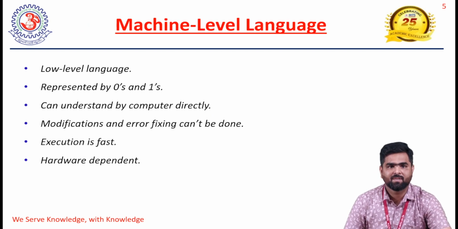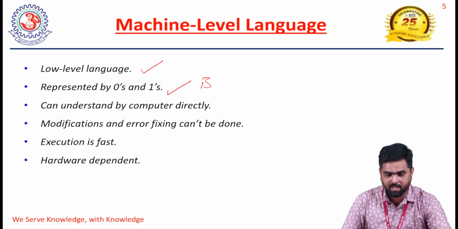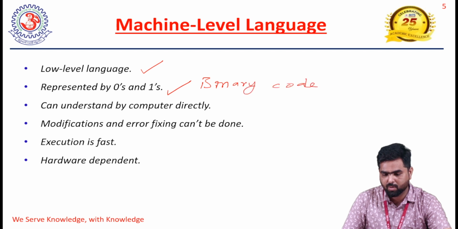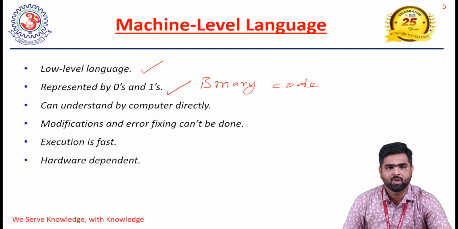The first one is machine level language. This machine level language is also called low level programming language, and this language is represented in the form of zeros and ones, which we also call binary code. This is the only language which can be understood by the computer directly. Why? Because machines only understand zeros and ones, and machine level language is represented through zeros and ones. That's why the computer can understand it directly.